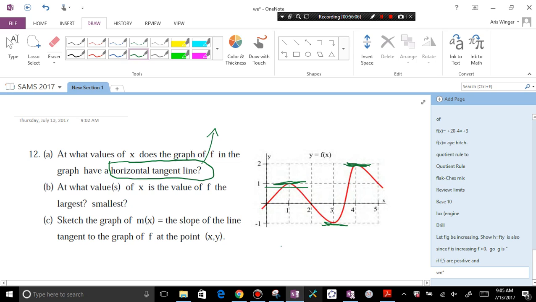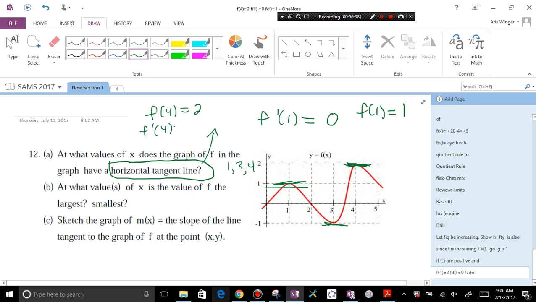The answers to the question: 1, 3, and 4. Questions about that? f prime of 1? 0. f of 1? 1. f of 4? 2. f prime of 4? 0. Questions about this?